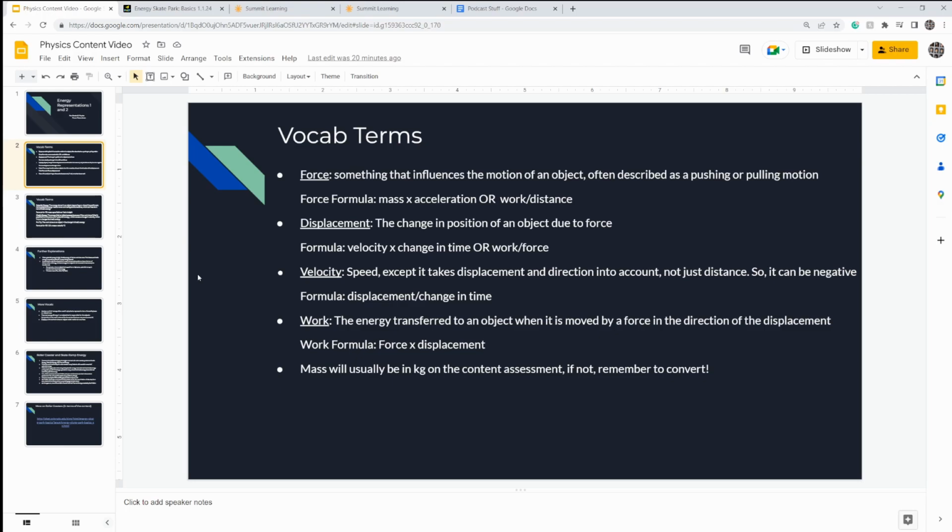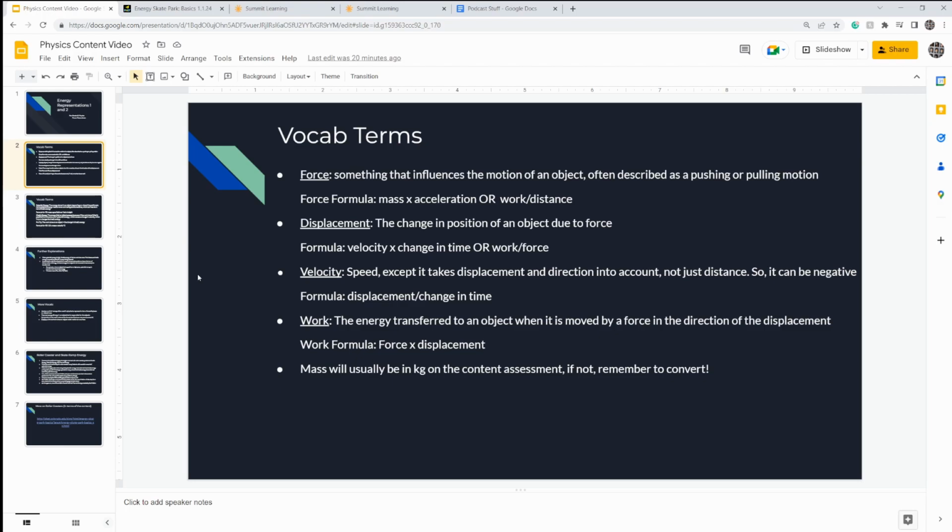So force is something that influences the motion of an object. It's usually a pushing or pulling motion, like with a wheelbarrow. When you pull it backwards, that's a pulling motion. When you push it forward, it's the pushing motion. You are the force that's acting on the wheelbarrow to make it move, right? So the force formula is mass times acceleration.